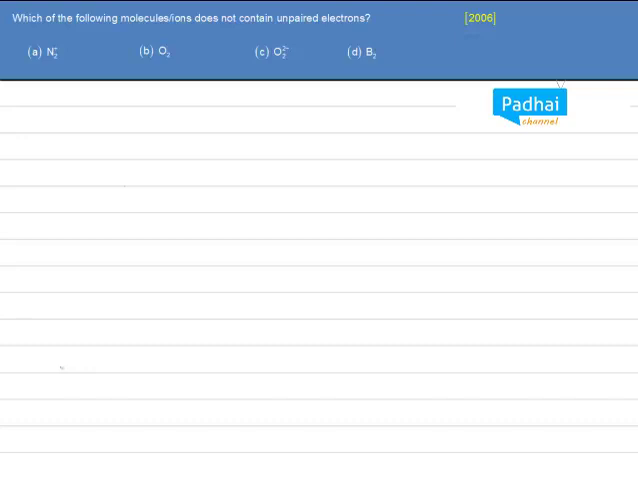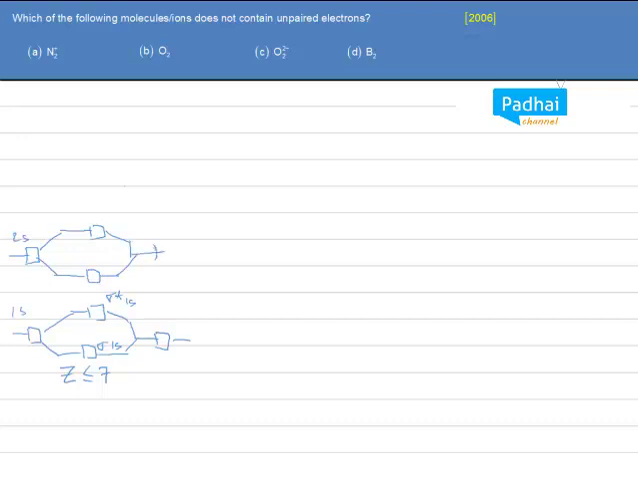Now we have two diagrams basically. One is for Z less than or equal to 7. So for that we have the diagram of this sort basically. This is 1s, so it will give you sigma 1s, sigma star 1s, right? One bonding and one anti-bonding. Now we will come to 2s basically, so it will give me this. This will be 2s, this will be sigma 2s, this will be sigma star 2s, right?